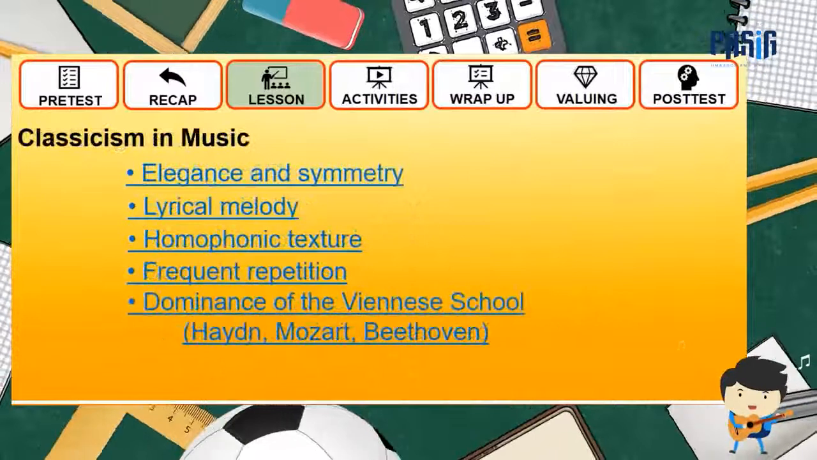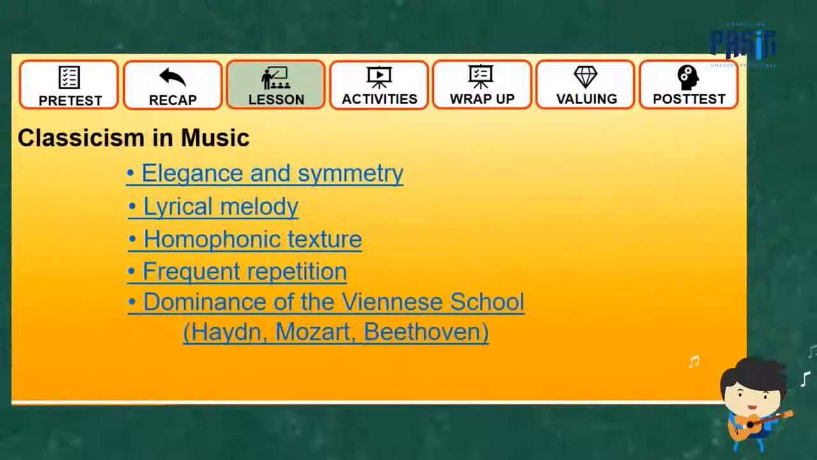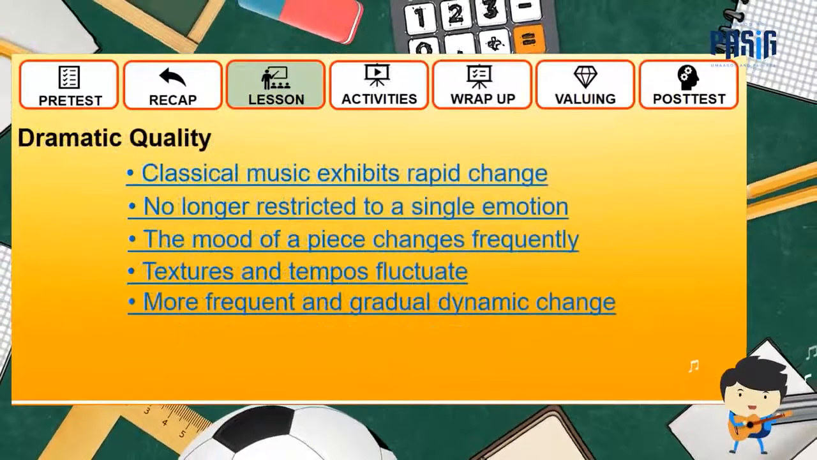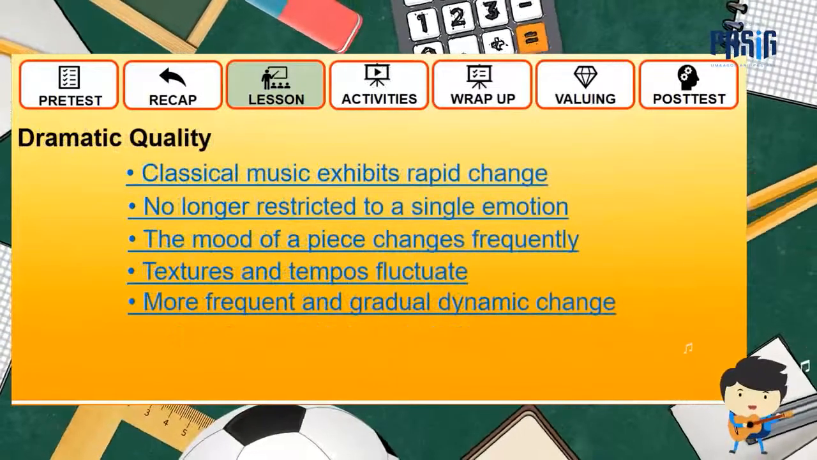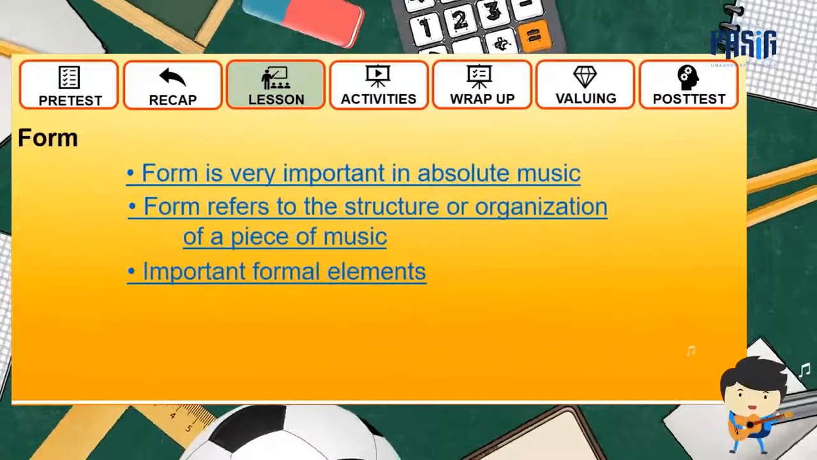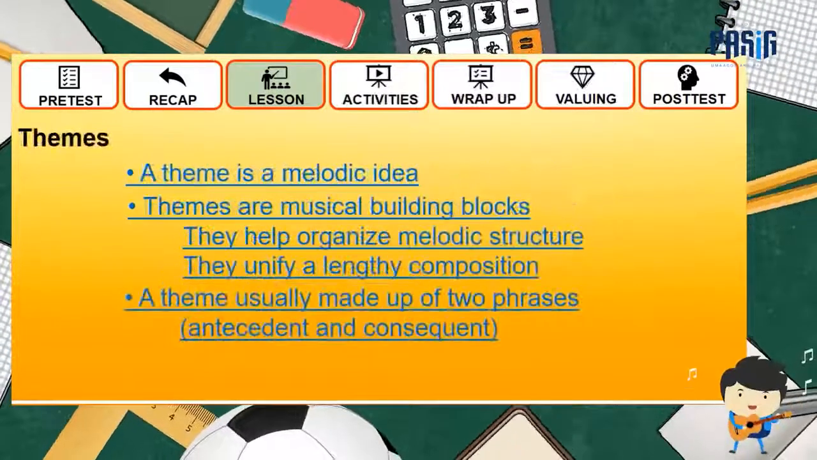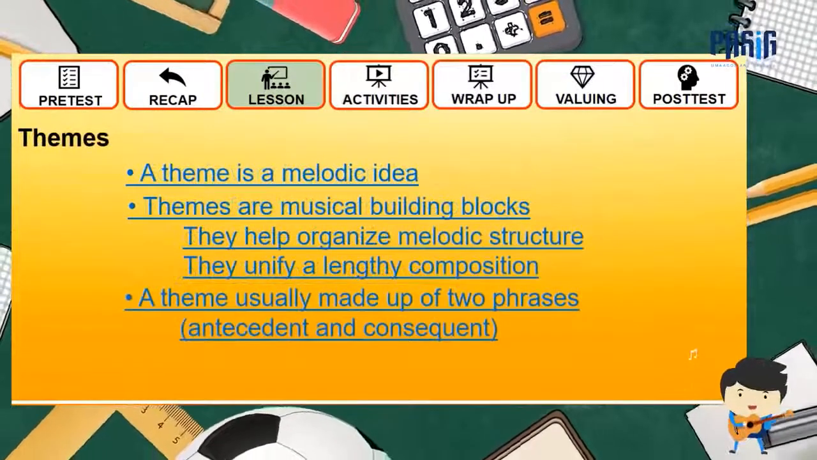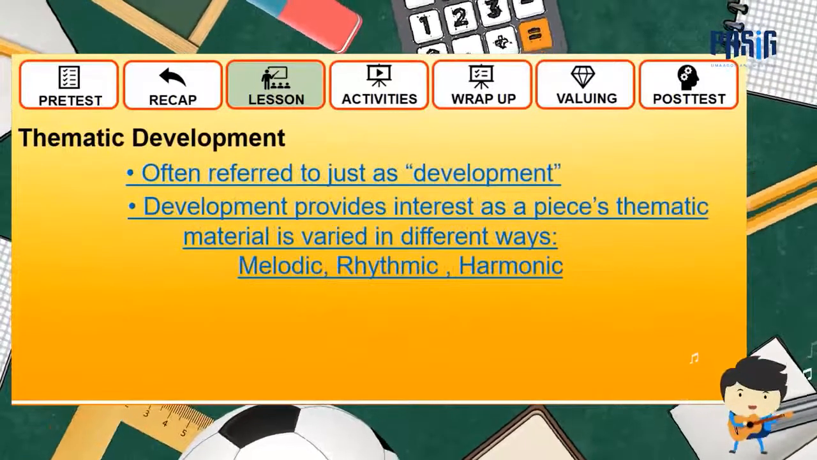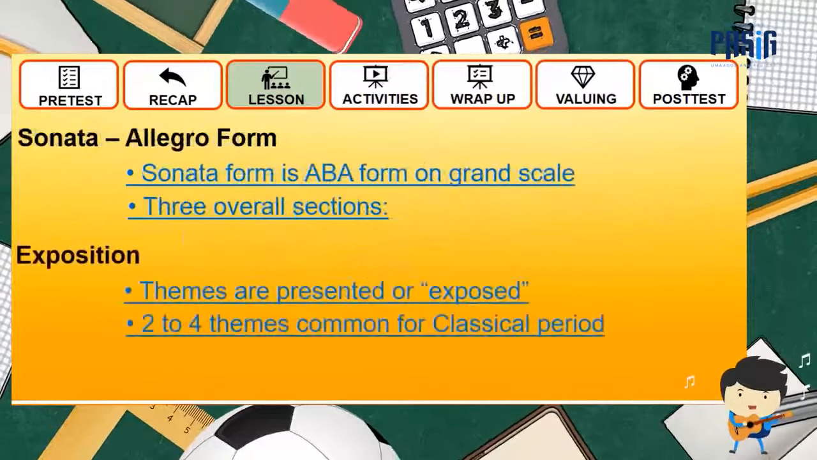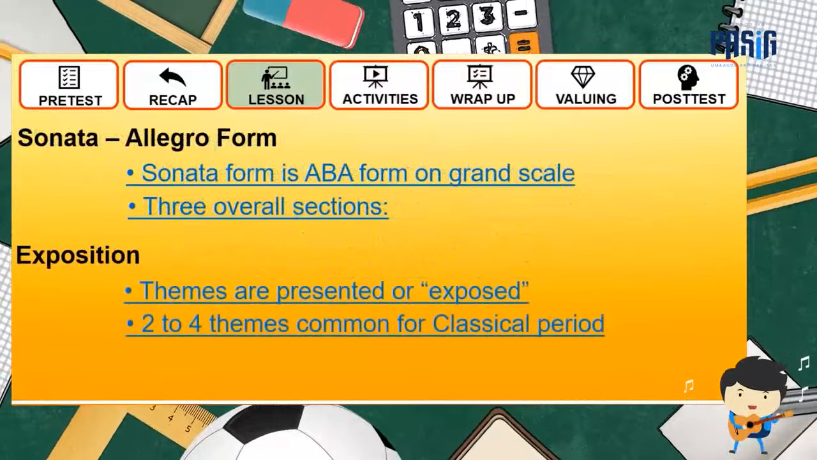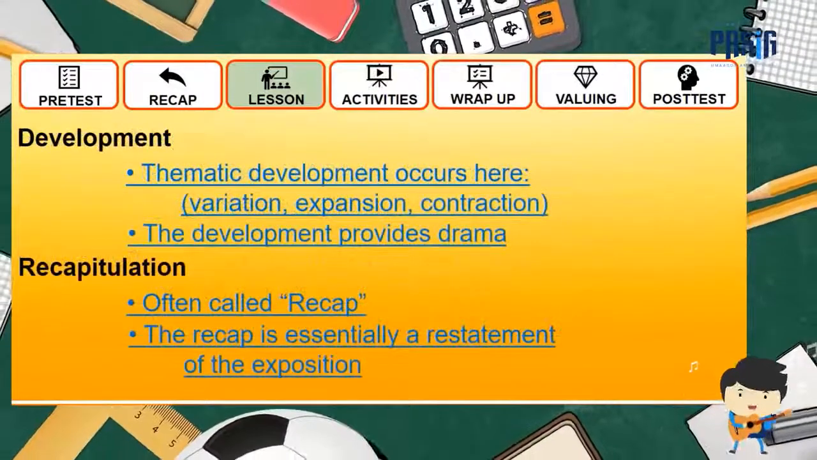Classicism in music. Dramatic quality. Form. Themes. Thematic development. Sonata, allegro form. Exposition. Development. Recapitulation.